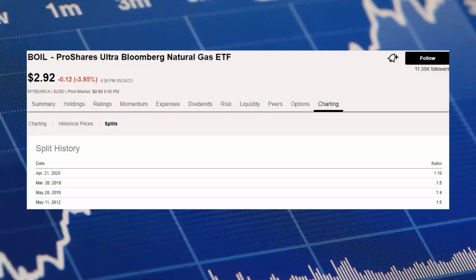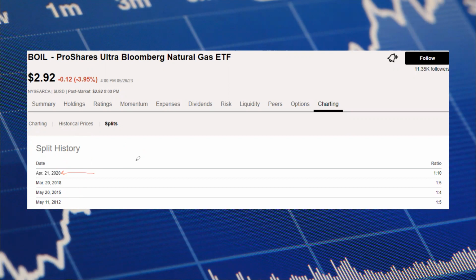And let's go over this with Boyle. Okay, so Boyle actually has done a few stock splits in the past. Okay, and they're actually reverse stock splits. So if you take a look here, all right, what's really interesting about the split history is, look, we did one in May of 2012 and then May of 2015. So that's a 3-year time period, okay? Look at the last time that we did a stock split on Boyle. It was April of 2020.